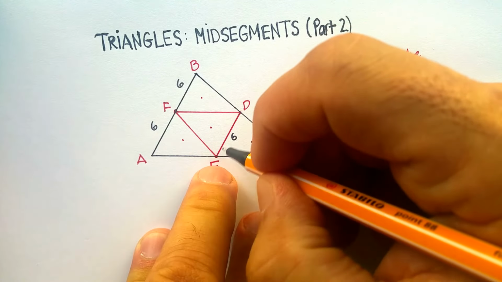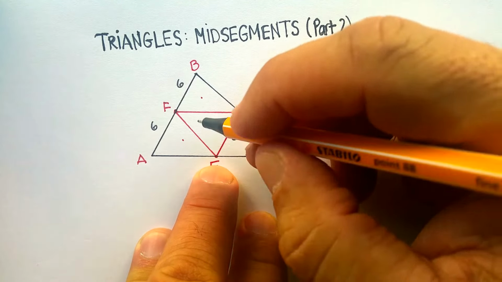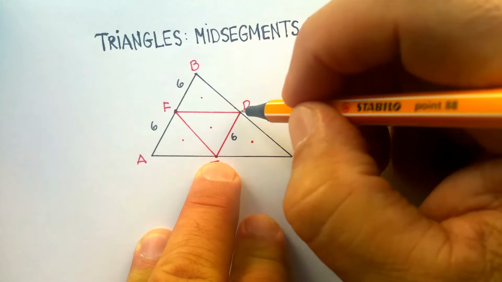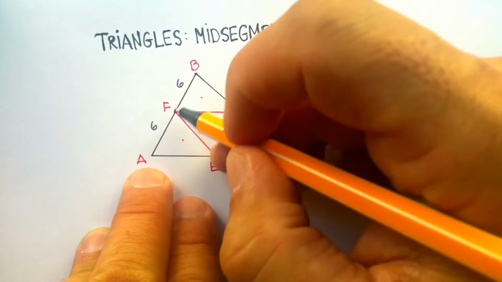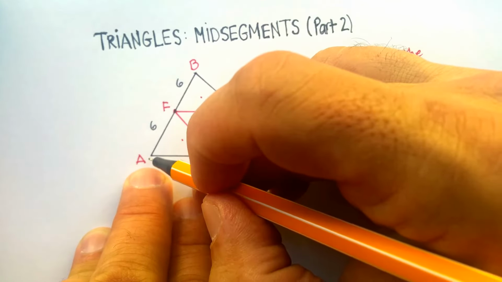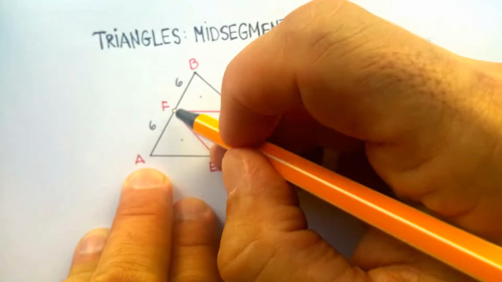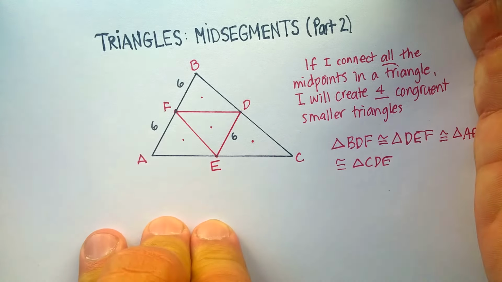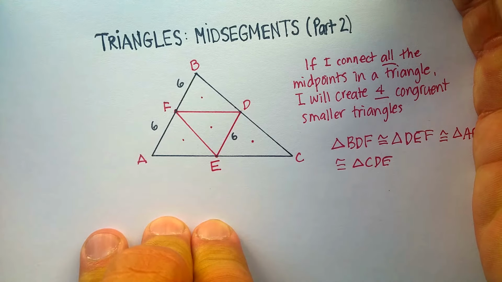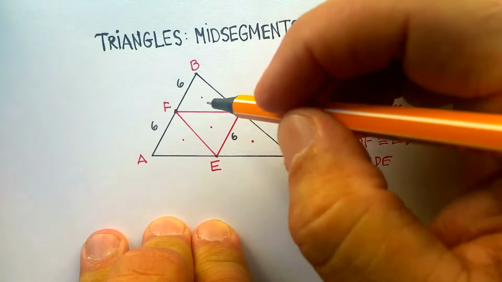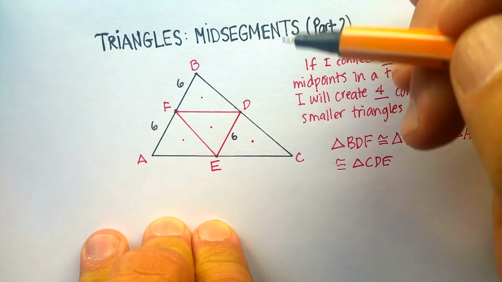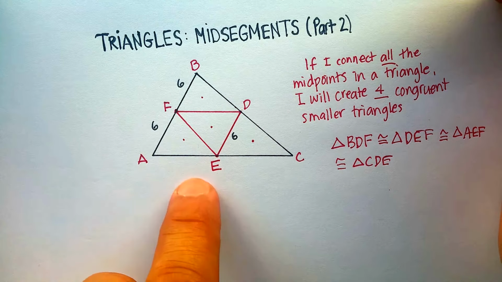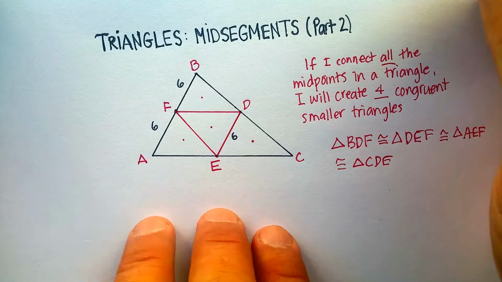So this line segment DE is 6 for this triangle here. DE is also 6 for this triangle here. Segment AF is 6 for this triangle here, and BF, this side, is 6 for this triangle here. So notice I'm really starting to be able to find lots of different characteristics of this triangle just by connecting up the midpoints. Okay? Is there anything else, do you think, that I could find from here?